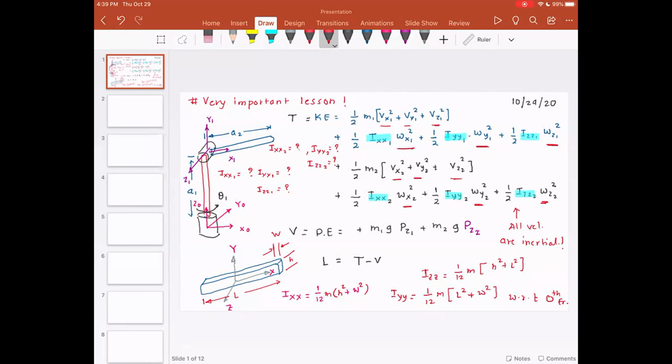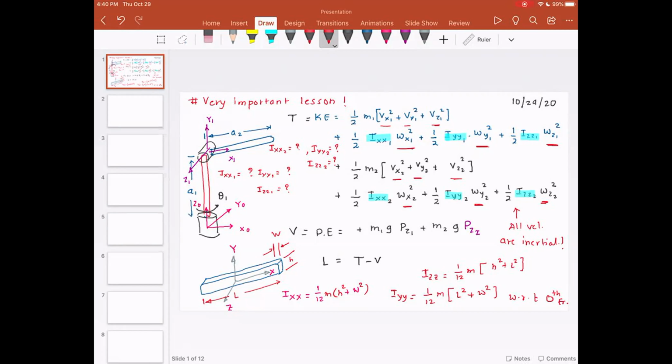In other words, if we want to find out Ixx, Iyy, Izz, they should be with reference to the zeroth frame. That is super important. Ixx, Iyy, and Izz for individual rods, even though they may be oriented differently, they should be with respect to the zeroth frame. And when you construct a solid model using SolidWorks, it automatically takes care of this translation, and we will work out a problem. At that time, you will realize.